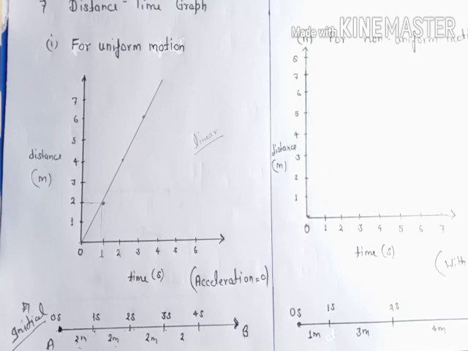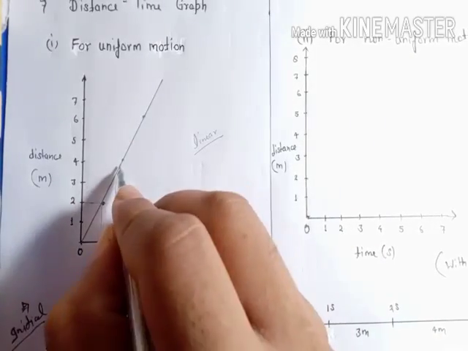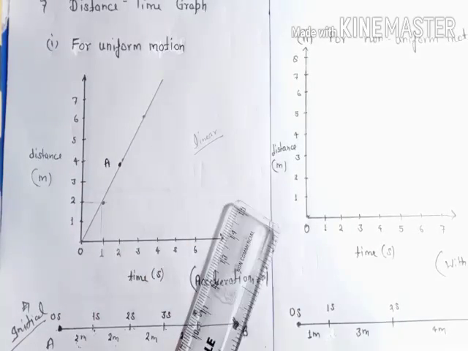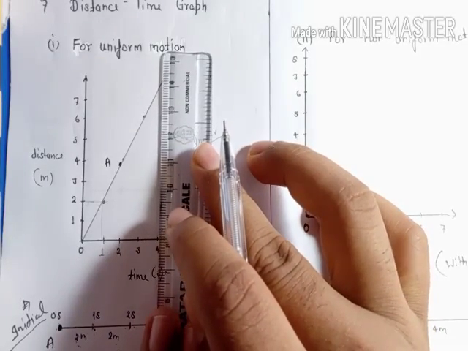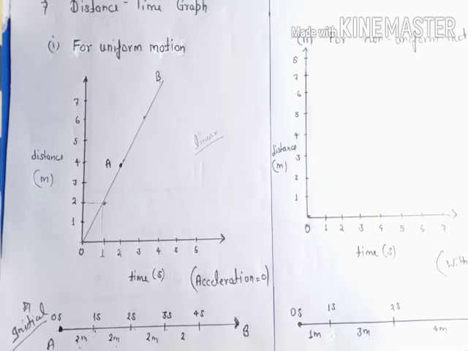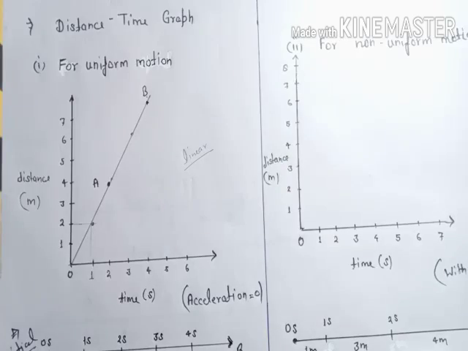Sometimes you may get a question, you have to calculate the velocity of the object from this linear graph. So how will you do that? Just consider we are given a question that here value of point A and point B is given, and if the question is for this distance time graph which is of uniform motion, calculate the velocity of the object, then what will you do? Form a triangle here.